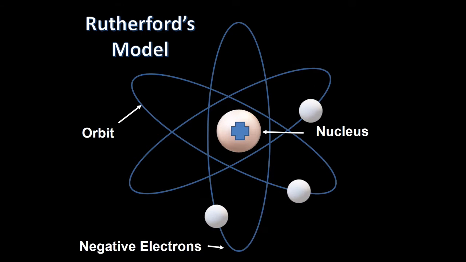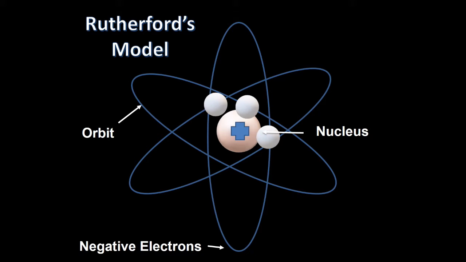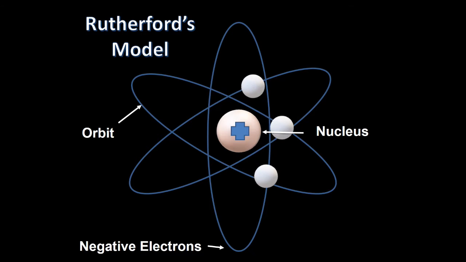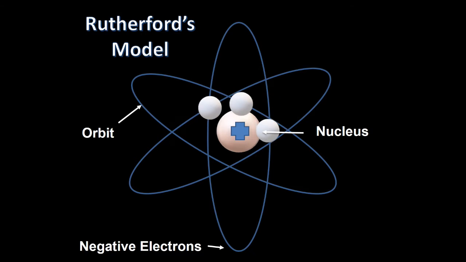Rutherford used the gold foil experiment, where he bombarded a gold sheet with alpha particles. He observed that while most of the alpha particles went through, a small fraction of the particles bounced back. He then concluded that in the center of an atom is the nucleus, where most of the mass is located.